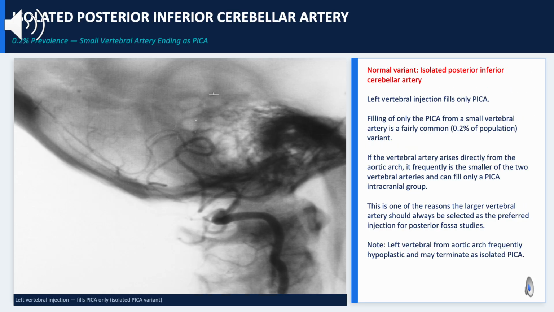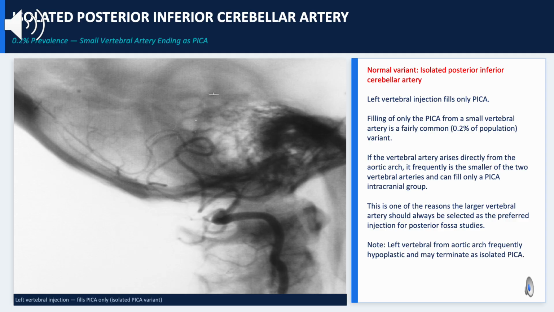The isolated PICA variant, where the vertebral artery terminates as PICA without contributing to the basilar artery, has important implications for posterior fossa angiography quality. If the angiographer selects the smaller hypoplastic vertebral artery for injection and it terminates as an isolated PICA, the entire basilar circulation will not be opacified. This is why the standard practice is always to inject the dominant vertebral artery, which can be identified on the arch aortogram or CTA before selective injection.